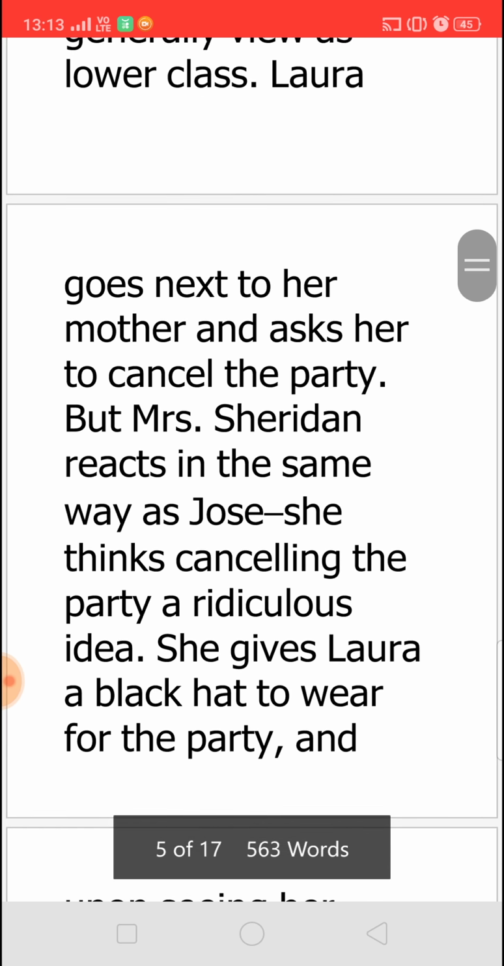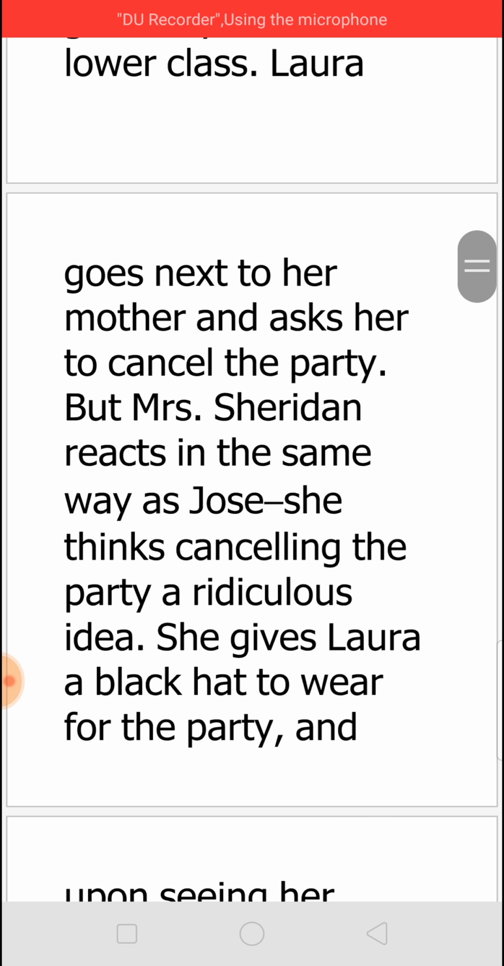Then Laura goes to her mother and asks whether it will be correct to have a garden party when there is a death in the neighborhood, and she asks her to cancel the party. And for that, Mrs. Sheridan says it's ridiculous because they have made so many arrangements and called so many people, and the party is going to start in a few more hours. So she says, no, cancelling the party will not be correct.